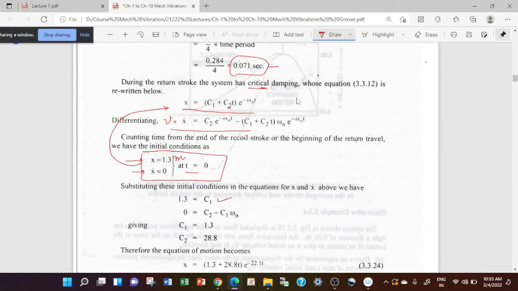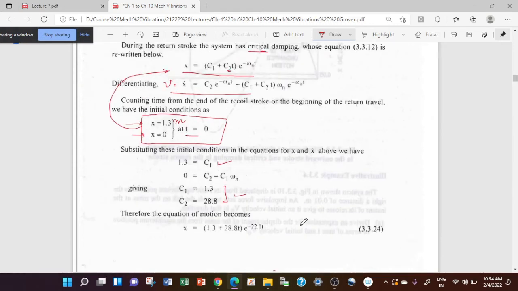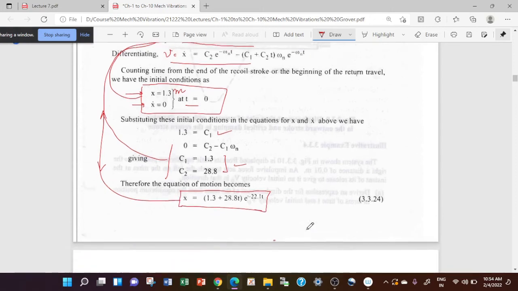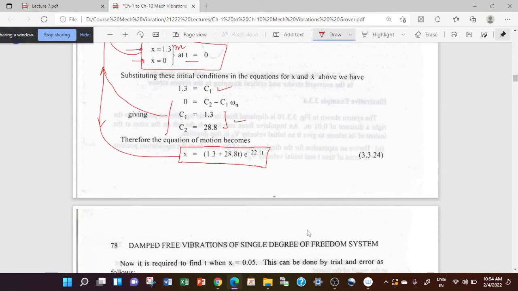From this you can find the second equation: 0 is equal to this one. From that you can find c1 plus c2. Now you can put c1 and c2 in this equation, and you get this displacement. This is the displacement of the critically damped system from the peak of that graph. Here x will be in meter.